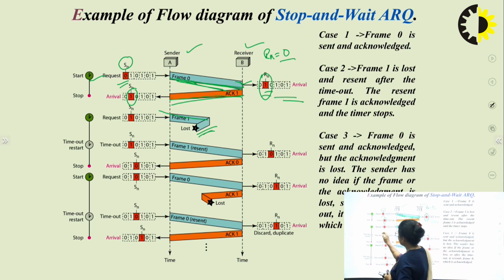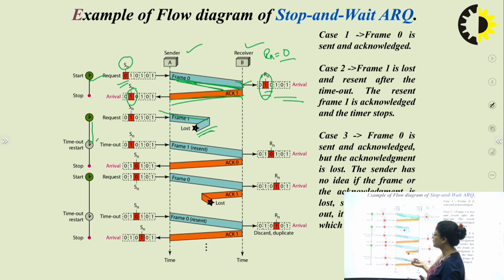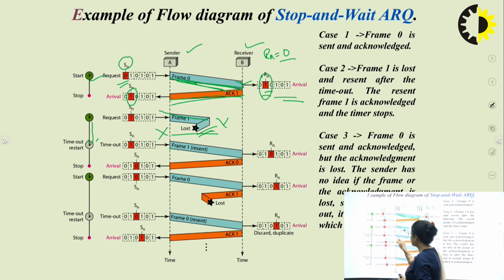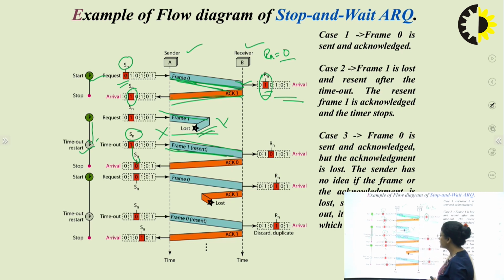So after a certain amount of time, when the timer, for which the time period was fixed, expires, what happens? No acknowledgement is received by the sender from the receiver. So it is assumed that frame number 1 has been lost. So the sender retransmits frame number 1. After retransmitting frame number 1, it initiates the timer, and SN from 1 is now set to 0. Now frame number 1 is being retransmitted.